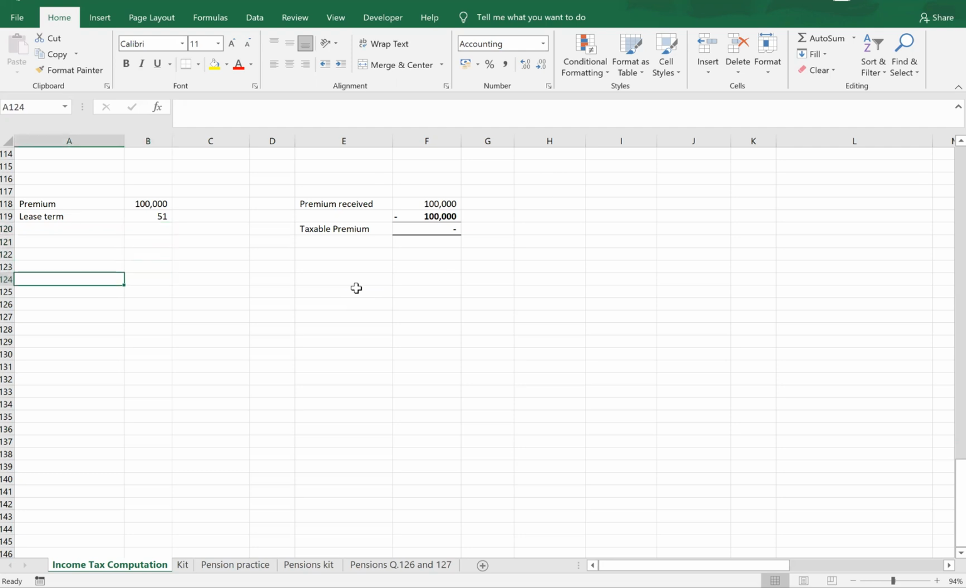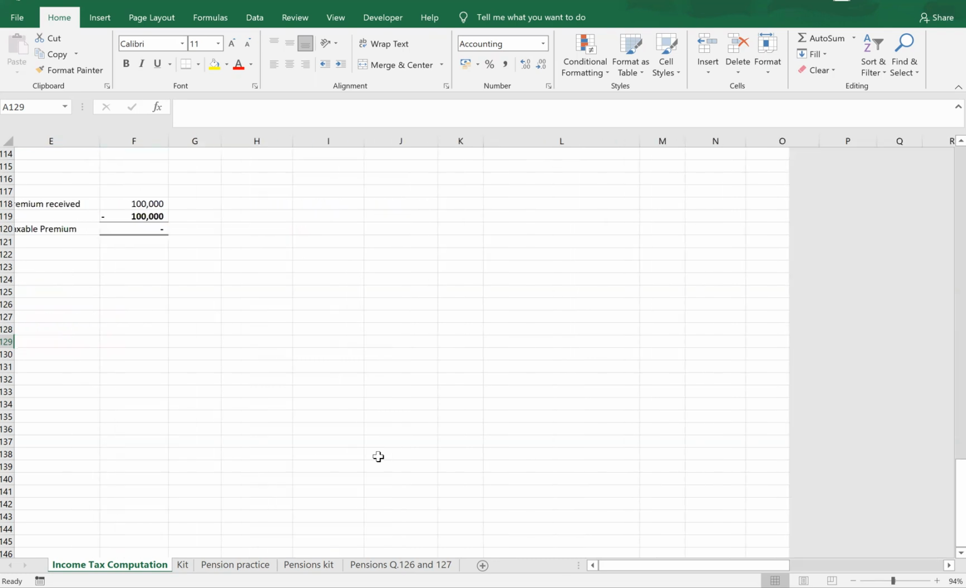Any idea? Let's say you have paid a premium of 25,000 on a lease term of 30 years, whereas you have received a premium of 20,000 on a lease term of 20 years. What happens then? Any suggestions? We can take both and adjust. How?